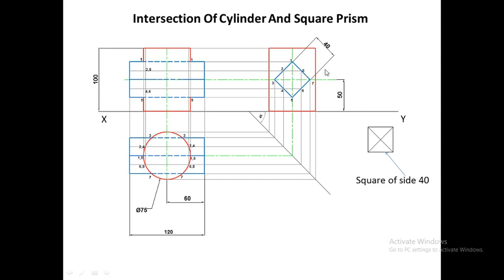Now from the side view, when you observe this square prism, point number 8 and point number 2 are collinear. That is, they will lie on a single line. So while marking them in the front view, they will be coinciding with each other. So point number 2 and point number 8 are coinciding with each other. Similarly, point number 6 and point number 4 will be coinciding with each other when you observe from the side view. So while marking the point 4 and 6 in the front view, they will be marked as single point. Now next we will mark point number 3 and 7.